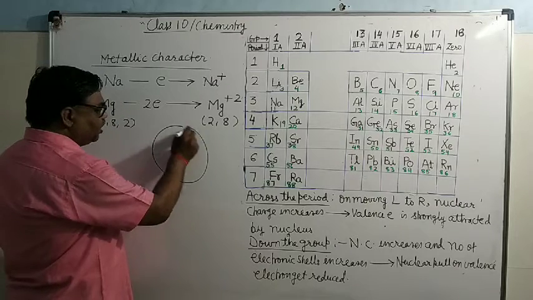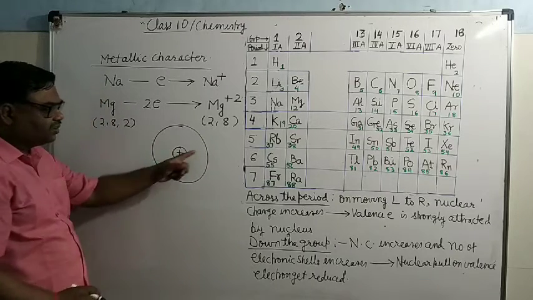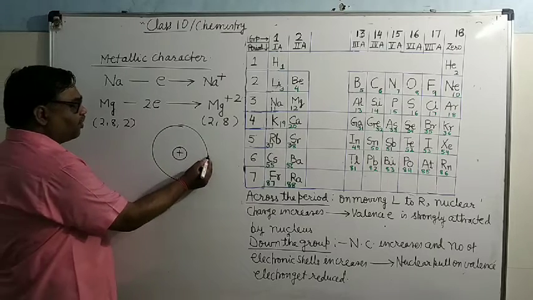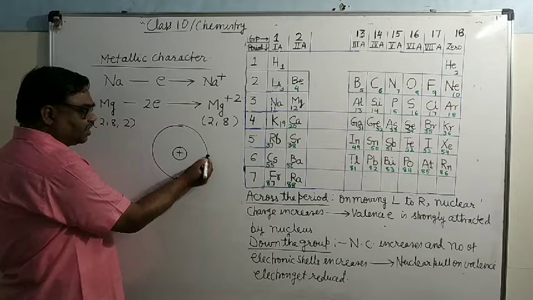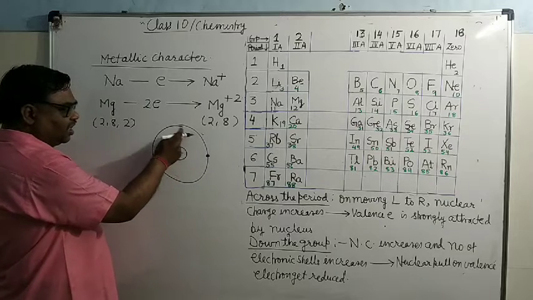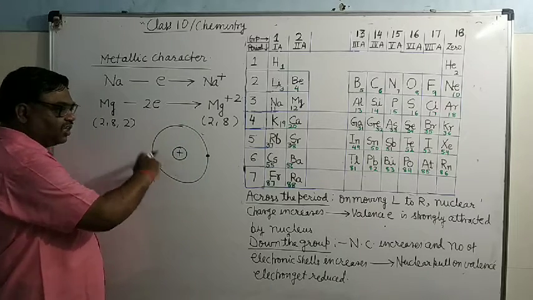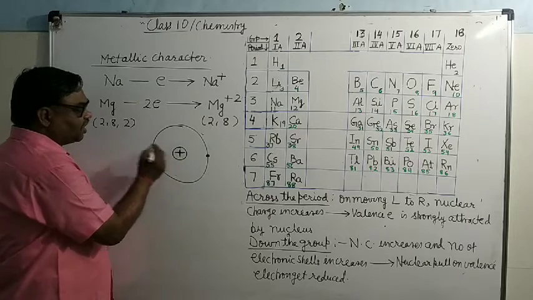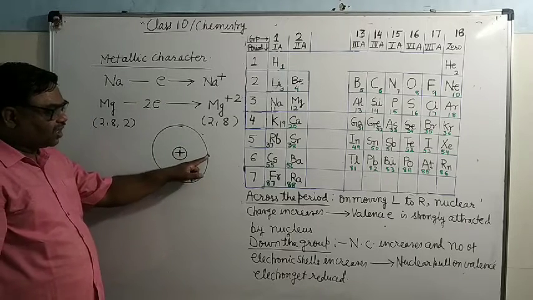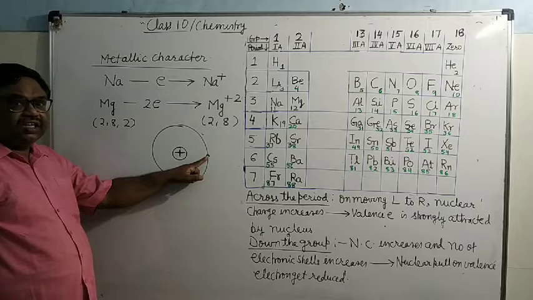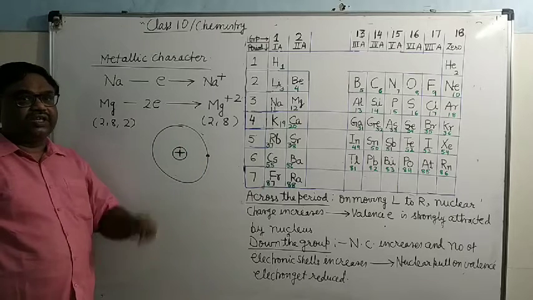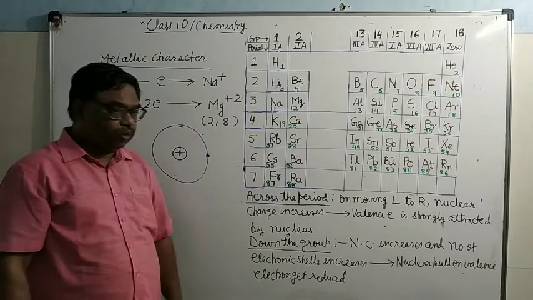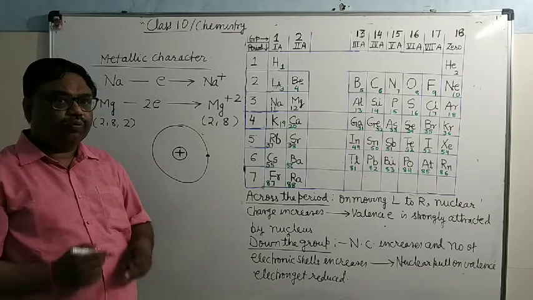Here I have made only the nucleus and the valence shell, and the inner shells I have not drawn. Suppose the valence shell is here, and a valence electron is here. Other shells, which are the K shell and L shell, have not been shown. So if the nucleus has more charge, it will exert a greater pull on the valence electron and it will be difficult to detach it.